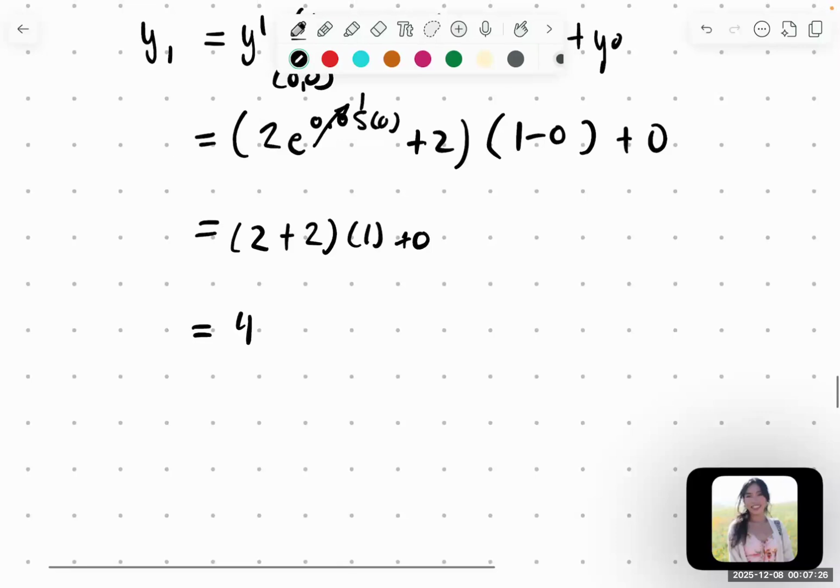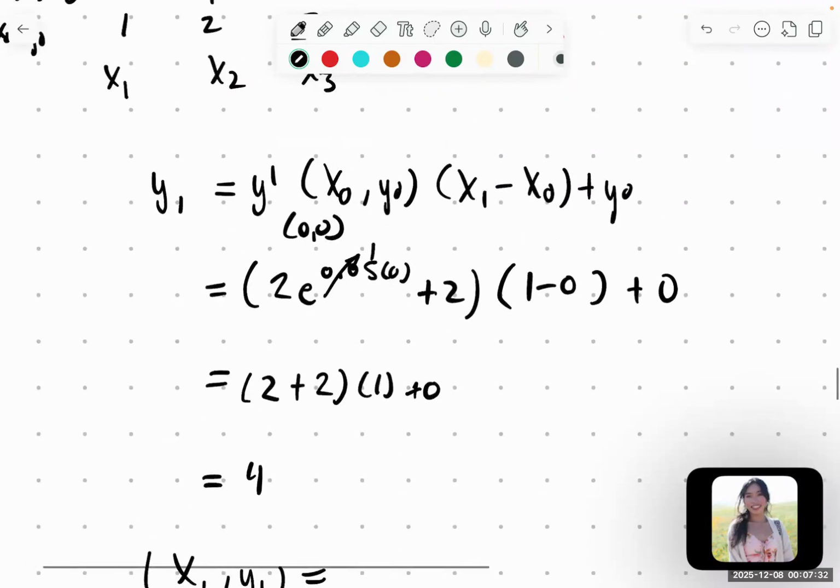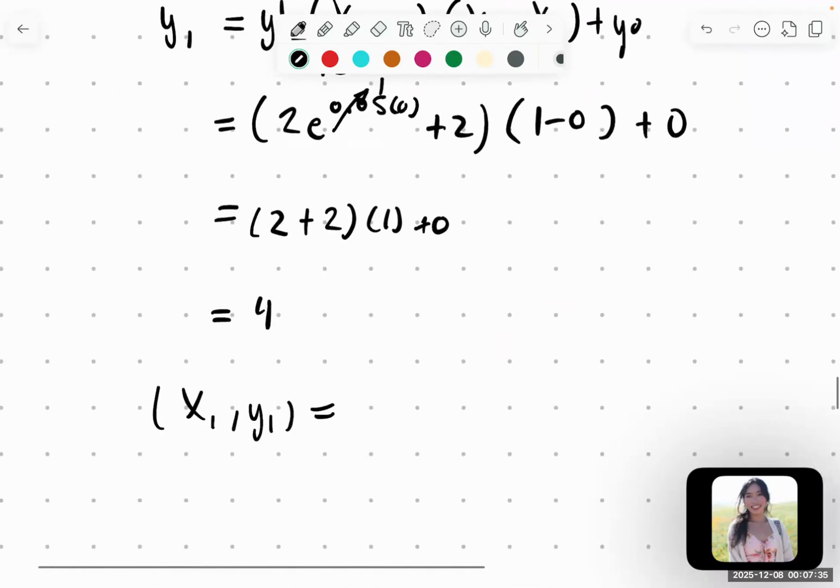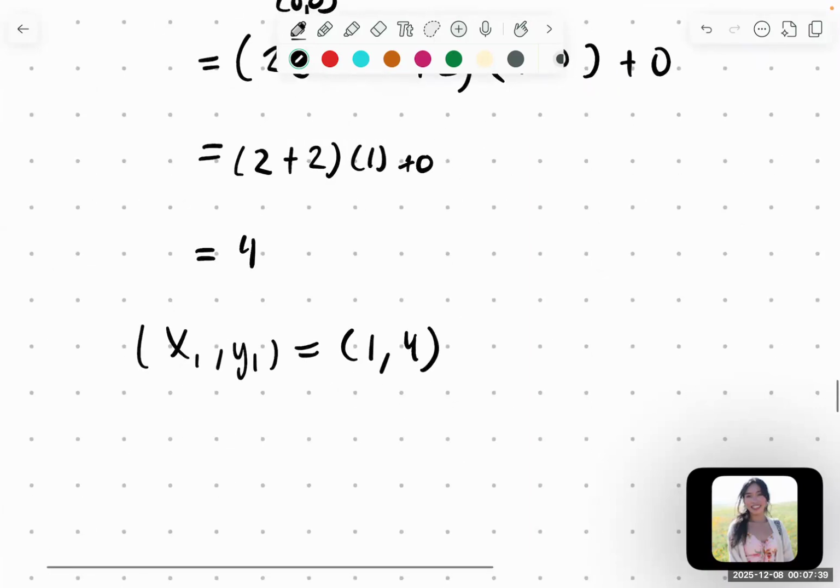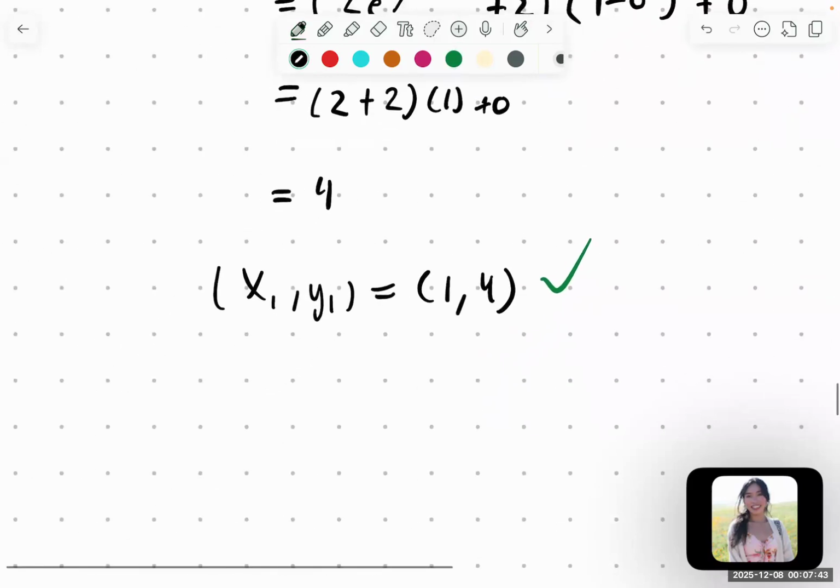And so we have our x1, y1 equals 1, 4. And that is the first part. Now we just have to find the two others. So we're going to do the same thing again.